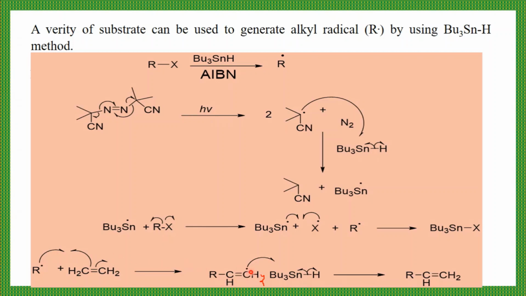Then it generates CH2 radical, and this radical will react with this tributyltin hydride. It's a conversion of your radical product into non-radical product. So this method is called the trapping method. You are trapping that radical. Otherwise, what happens? This CH2 radical will react with the ethylene molecule, and the polymerization reaction takes place. To avoid that we are using this tributyltin hydride.